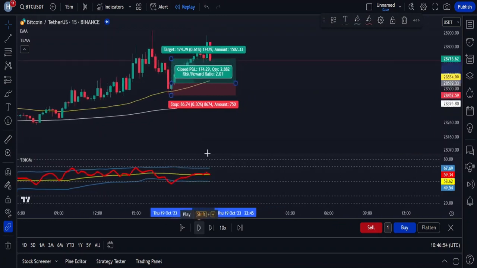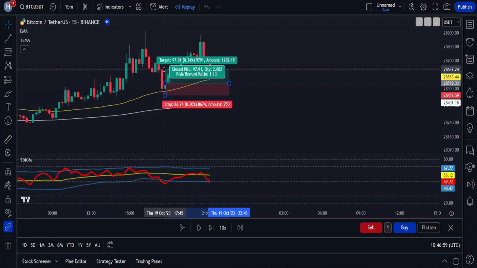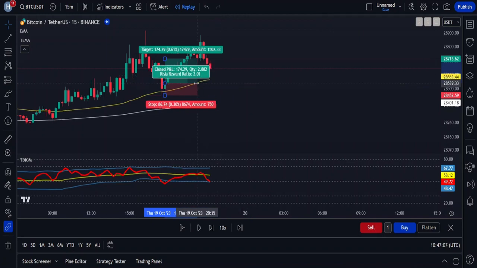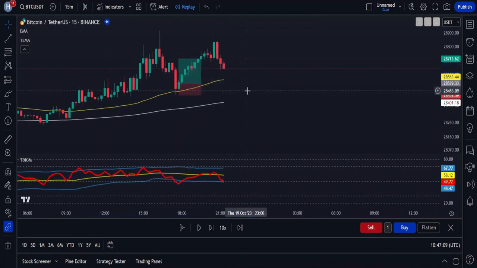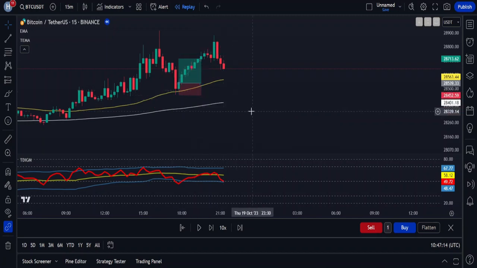And now let's see if the price will hit our take profit target or not. As you can see, the price hit our first target, and then it also hit our second take profit target of 2. I hope you guys have understood the rules for entering a buy trade using this strategy. Now let's quickly go through the rules for entering a sell trade using this strategy.